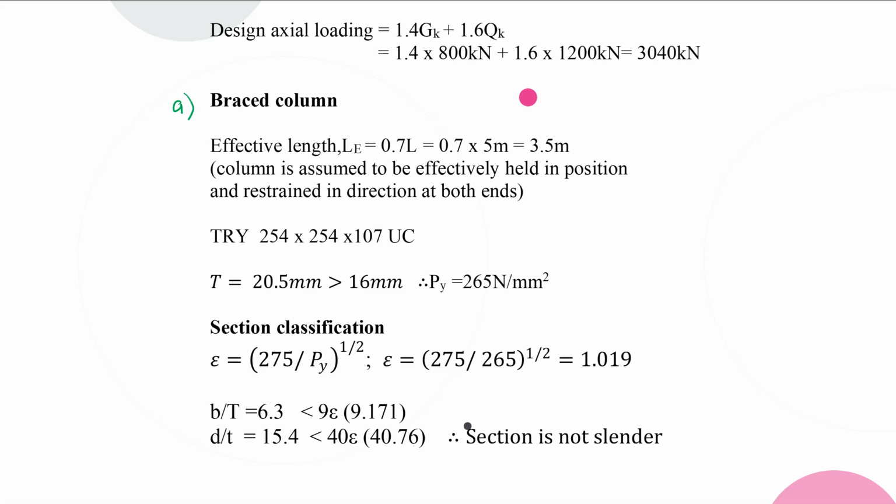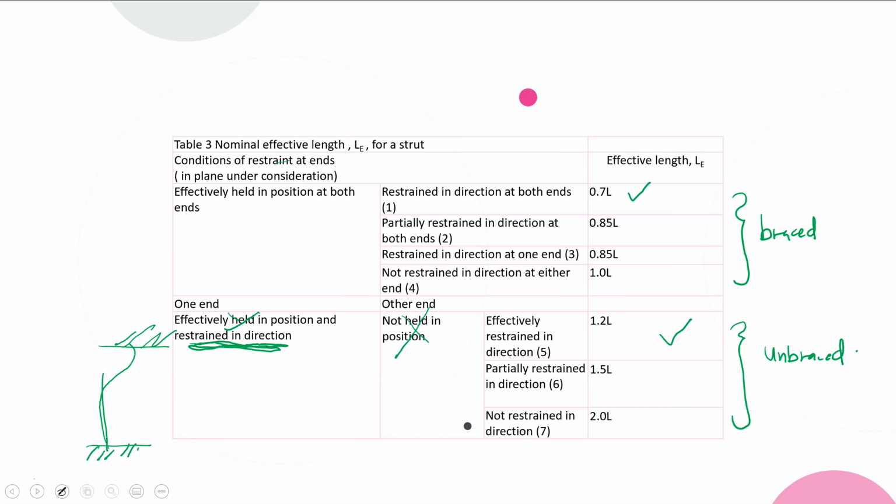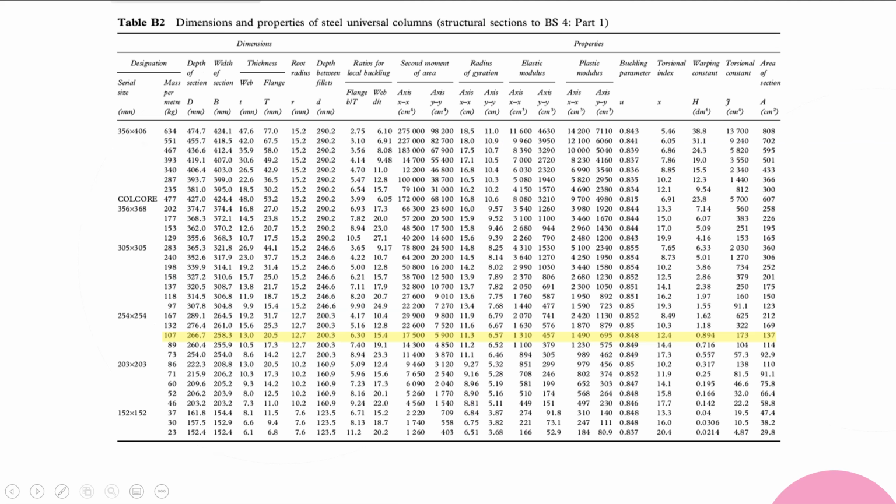Okay, after this is a bit confusing for you because you need to try. You kena ambil je any section that you refer to, the UC section. Okay, the UC section here that you refer, you can pick any section. But when you are selecting a section, you cannot select a section that is too big, because when it is too big, it can be over design.